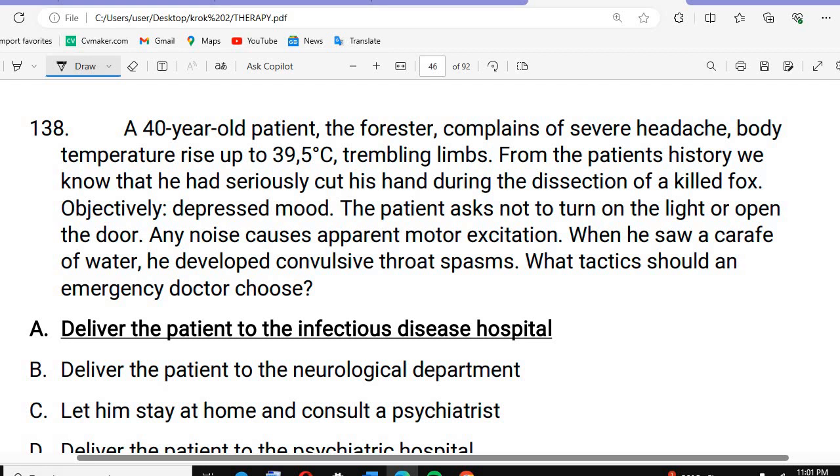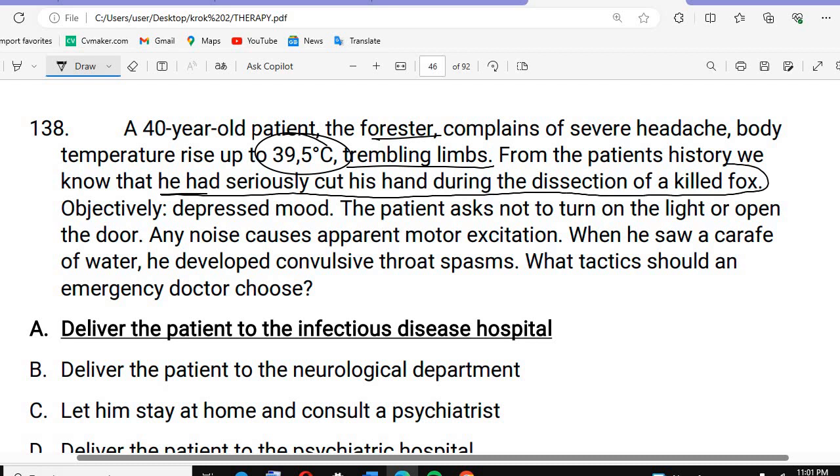Okay, a 40-year-old forester has complaints of severe headache, body temperature risen to 39.5 degrees Celsius, trembling limbs. Most of the questions are about where you will go, which doctor you will choose. From the patient history we know that he had seriously cut his hand during the dissection of a killed fox.